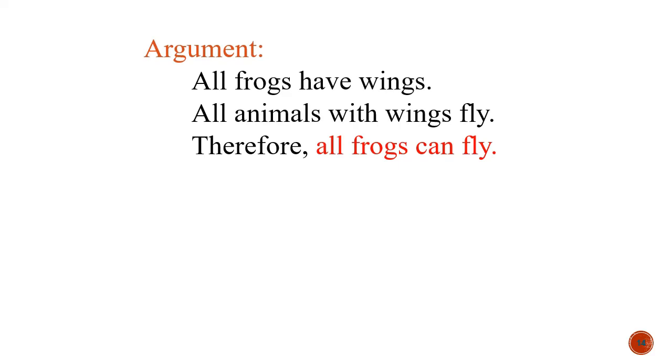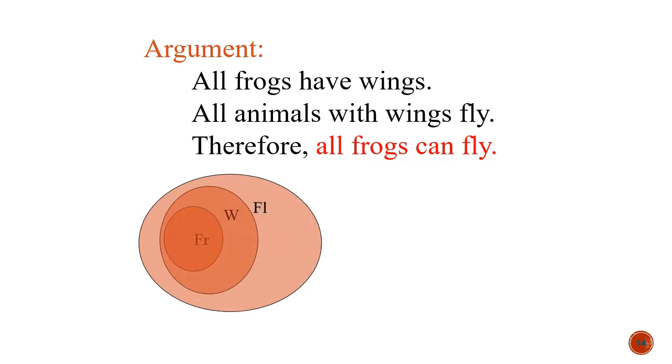Now, let us express an argument into a diagram so we can identify whether it is valid or not. For example, all frogs have wings. All animals with wings fly. Therefore, all frogs can fly. So, this will be the group of frogs, then the animals with wings. So, all frogs have wings. So, here, all S are P. And then, all animals that can fly. So all animals with wings fly. Therefore, all frogs can fly. So as you can see, based on the diagram, the argument is valid.